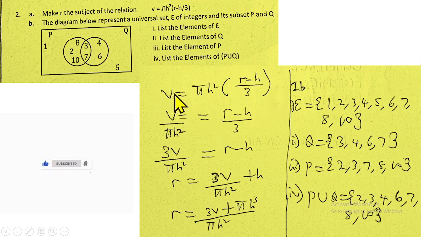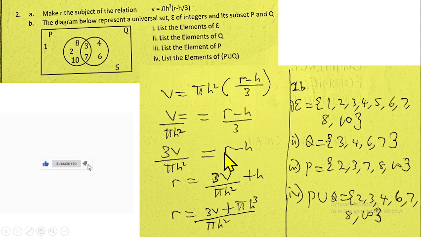So we have to make this r here the subject of the formula. What can we do first? We can divide both sides by pi a square. So that means you have v over pi a square equals to r minus h over 3. What can we do next? We can multiply both sides by 3. This 3 here will go. So that means you'll be having 3v over pi a square equals to r minus h.